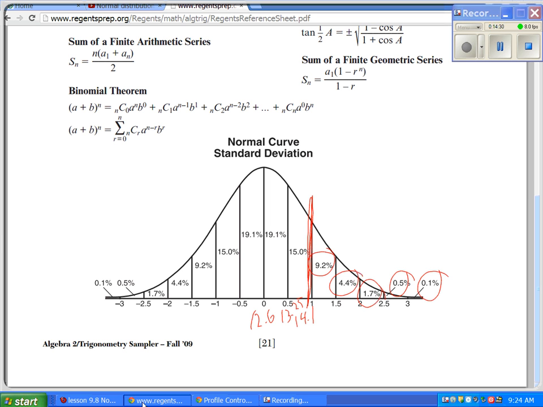So we add them all up. What do we get? 15.9. So 15.9, but we're not quite done yet. We have to do 100 minus that to find our percentile rank. What is it? We're in the 84.1 percentile. We're in the 84th percentile.